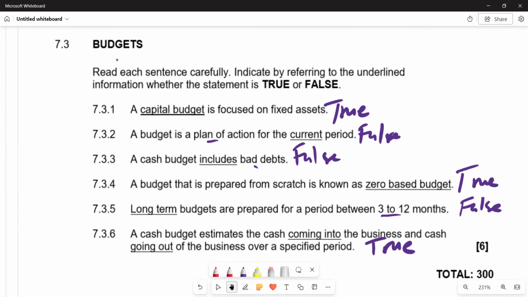So these are the questions that we have on the last part of the special paper, that is on cost accounting. Let's meet again in the next video.